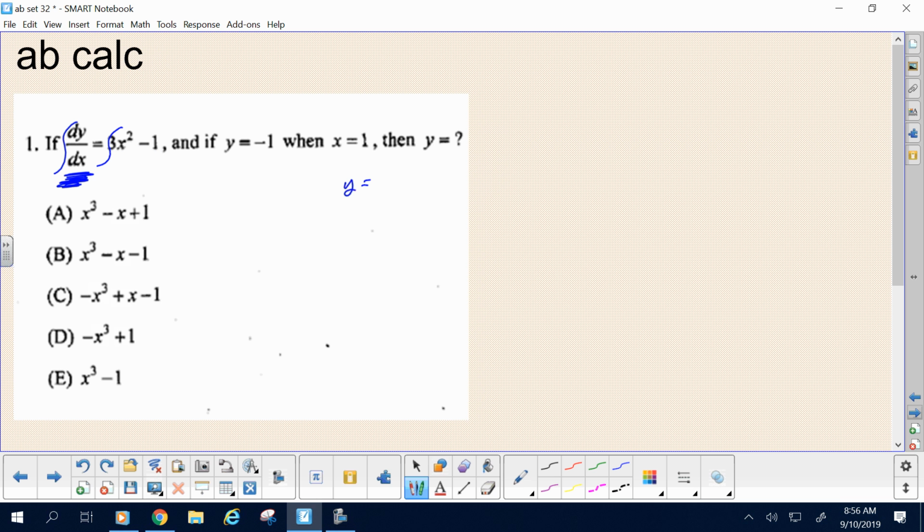Notice here you're using y, not f of x. Use the notation of the problem that you're given. Don't make up your own.